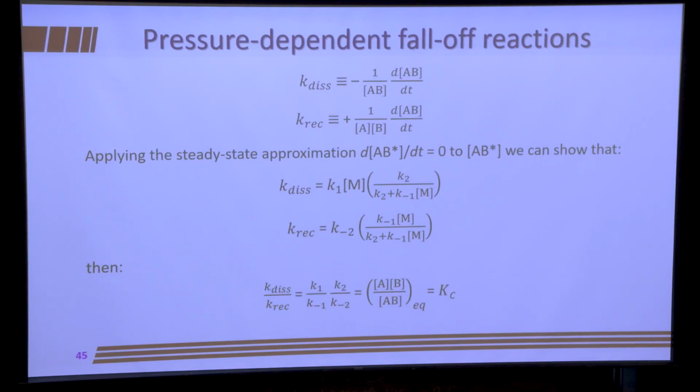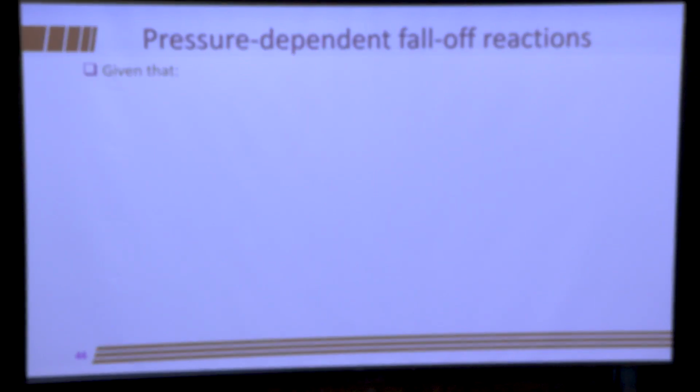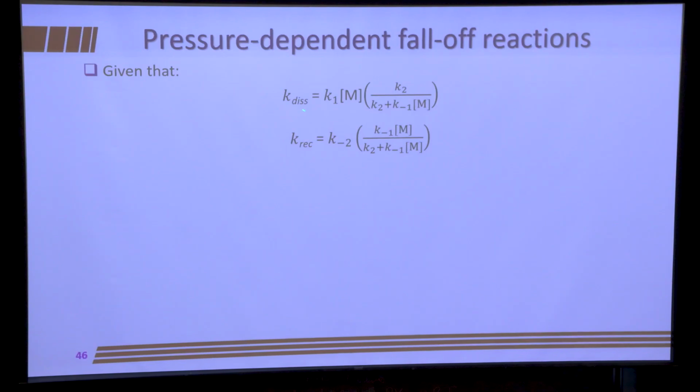Okay? So then the rate constant for dissociation all over the rate constant for recombination, I think this is simpler, is rate constant for reaction 1 all over the reverse rate constant for reaction 1 times the rate constant for reaction 2 all over the reverse rate constant for reaction 2. And that's equal to the concentration of products all over reactants, the concentration of A times the concentration of B all over the concentration of AB at equilibrium. And that's equal to the equilibrium constant Kc. Okay, so the rate constants for dissociation and recombination have these expressions here.